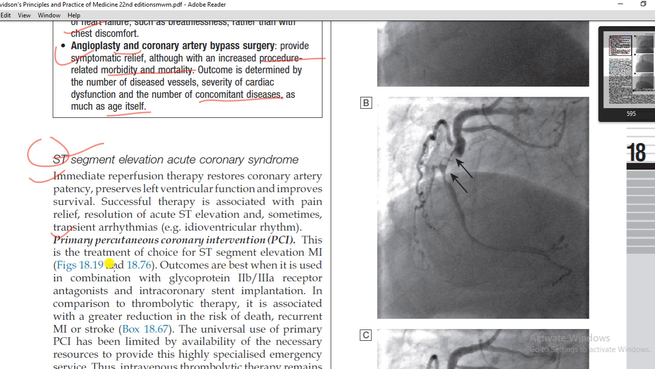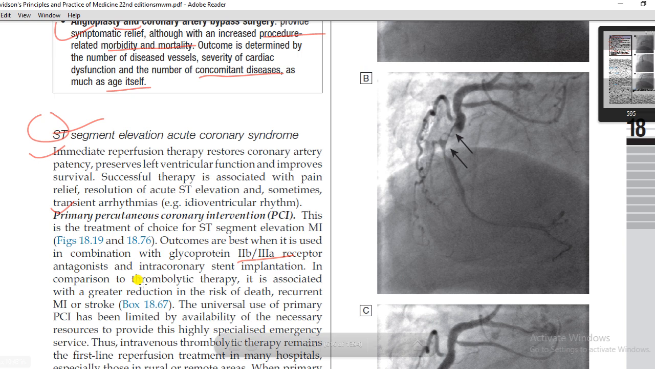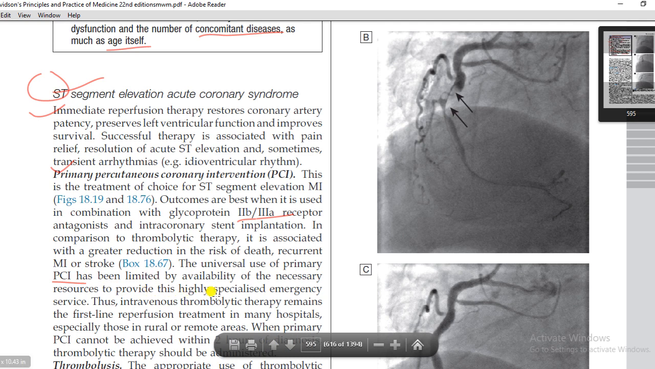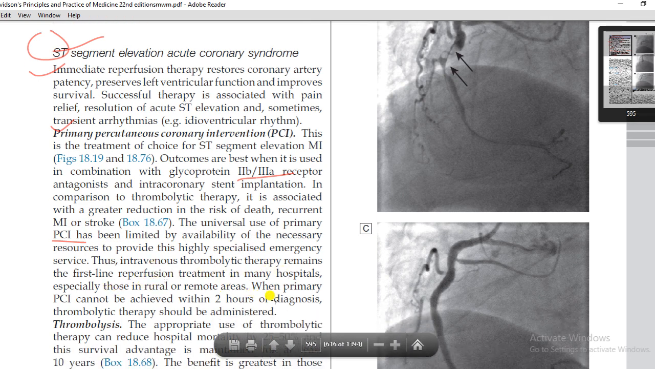Outcomes are best when it is used in combination with glycoprotein IIb/IIIa receptor antagonist and stent implantation. In comparison with thrombolytic therapy, it is associated with a greater reduction in the risk of death, recurrent myocardial infarction or stroke. The universal use of primary percutaneous intervention has been limited by availability of the necessary resources to provide the highly specialized emergency service.